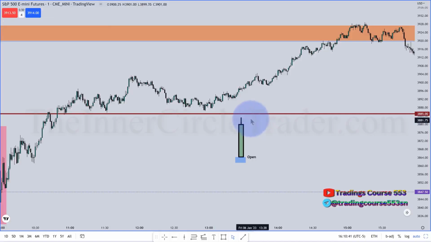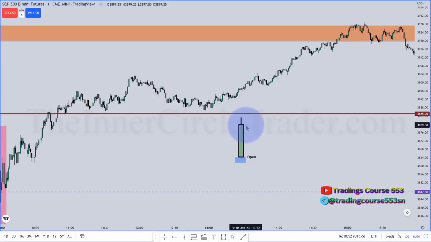Flittering, is that even a real word? I just made it up, so let's go with it. The high here, we're going to say is that. And it might pull off and then close trading for the day right there, that closing price. So we see it over here.